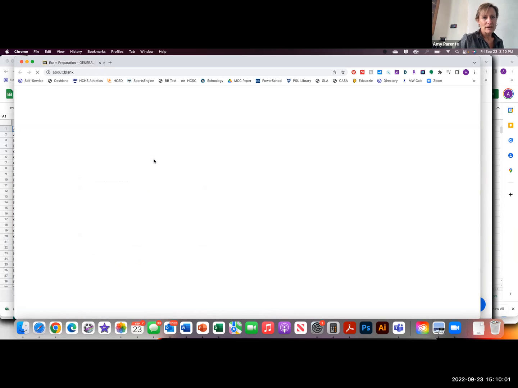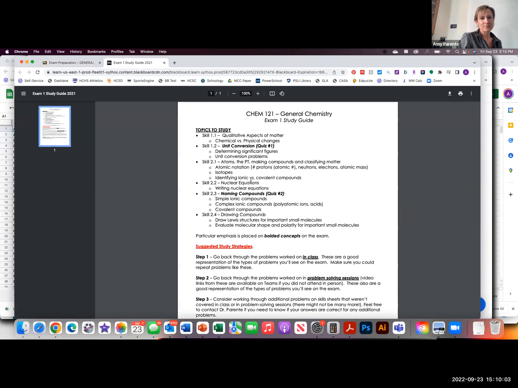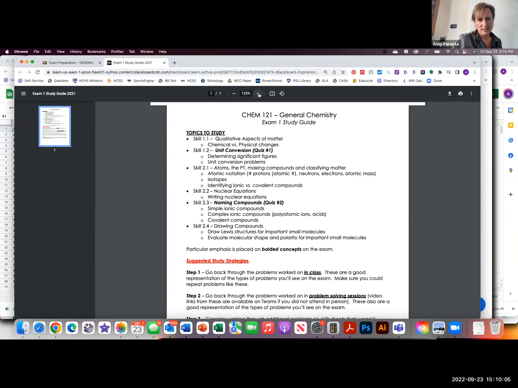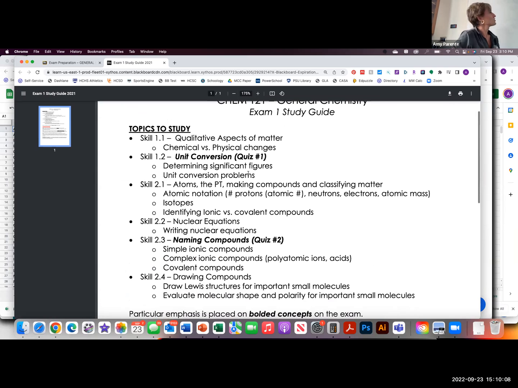But just to take a second and go through the study guide. Okay, so I'm going to zoom in here. So this is probably kind of small. All the study guides are set up the same, where they'll list anything that you need to know how to do. And then things that are bolded are things that there's going to be particular emphasis on. So the majority of your first exam is going to be concepts related to unit conversion. And there's a good bit on naming. Now there's also a problem on drawing compounds.